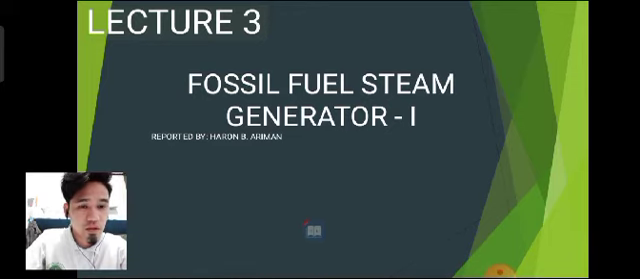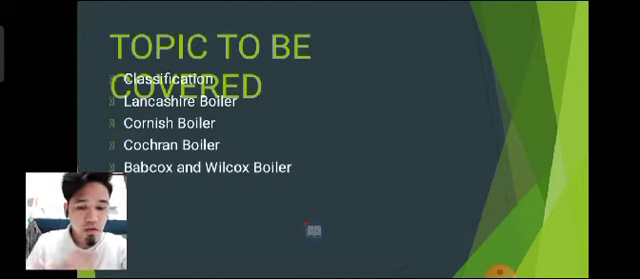Lecture 3, fossil fuel steam generation 1. Today, I will discuss fossil fuel steam generation. Fossil fuel is fuel made over billions of years. When vegetation is buried under the ground for millions of years, maybe 100 or 200 million years, it is converted into mineral oil, coal or natural gas. This source of energy is non-renewable.